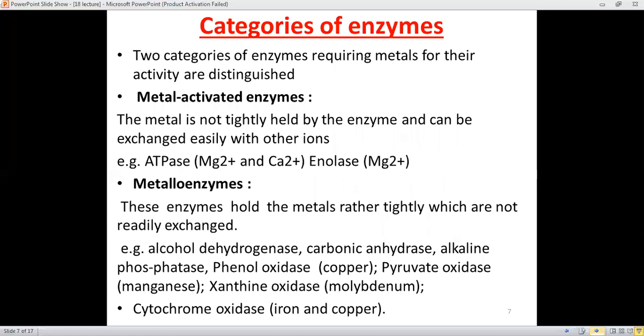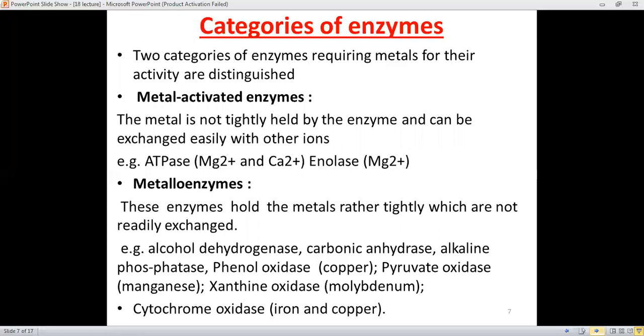Next are the categories of enzymes which are based on these activators. There are two categories of enzymes which require metals for their activity, and they are distinguished as metal activated enzymes, and number second, the metalloenzymes. Number first is metal activated enzymes. It means that the metal is not tightly held or bound by the enzyme, but it can be exchanged easily with another ion if it's available in the metabolic system, like ADPase.